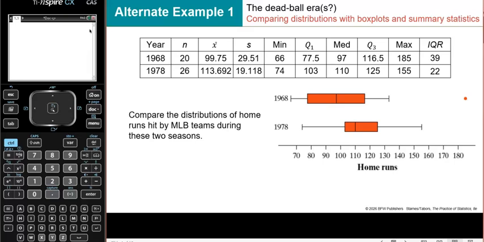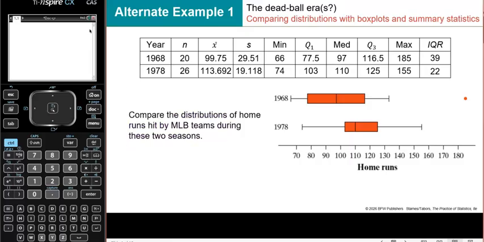Okay, so let's see. Center, so the median for 1978 is 110, which is much larger than the median for 1968, which is 97. I guess I could use the statistics. I'm trying to look at the graph there. So IQR would be great. Well, they even tell us the IQR. It's so much larger for 1968, it's 39, which is larger than the IQR for 1978. Shape, outliers. 1968 has an outlier. 1978 does not have an outlier. We can say that definitively.